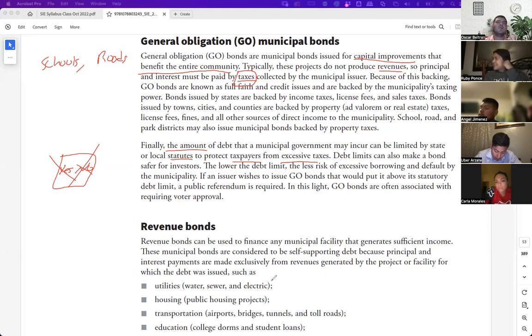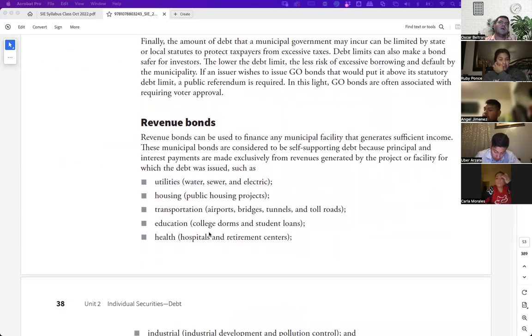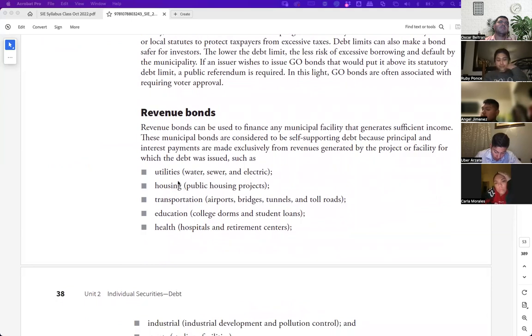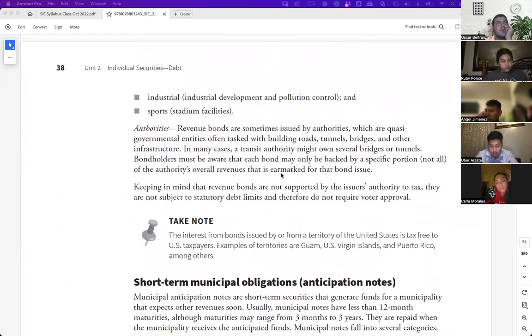Let's keep on going. So right here we have revenue bonds. Revenue bonds are going to be these different types of facilities: utilities, housing, transportation, education, health. And these people are going to get that income back by the power to pretty much sell goods and services, products, and that kind of stuff. Revenue, income. Okay. Let's keep going.